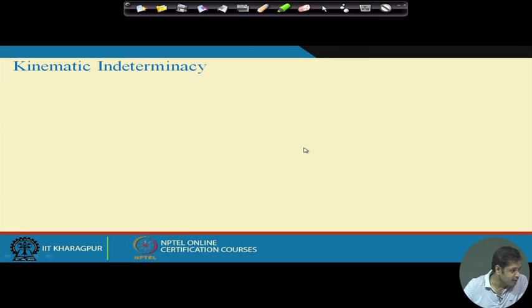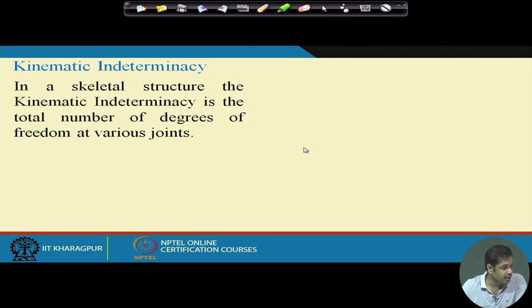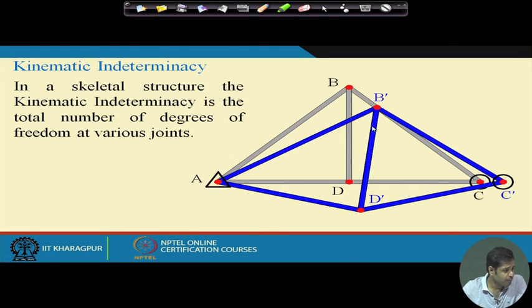Kinematic indeterminacy is, in a skeletal structure, the total number of degrees of freedom at various joints. Okay. Just to understand in a better way, consider the same truss here, which undergoes deformation like this. Now, you see the joint A cannot translate. In this case, since it is a truss, there is no rotation allowed in any joint. So, it is only translation. So, the mode of deformation of any joint is only translation.